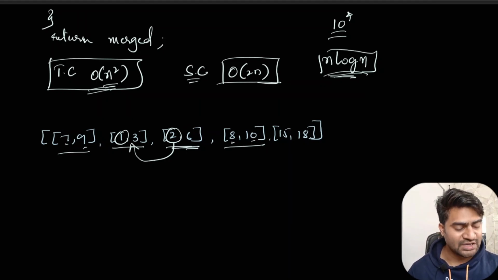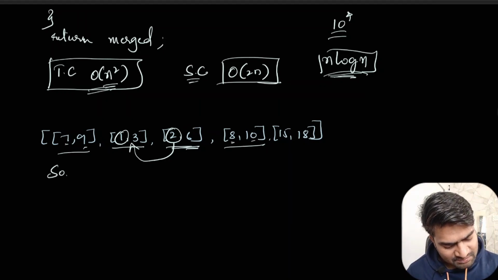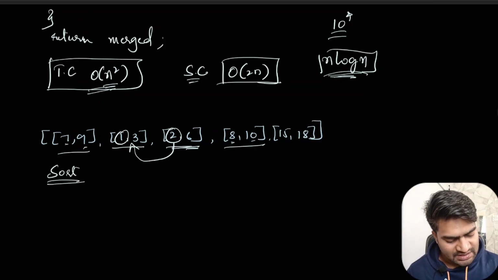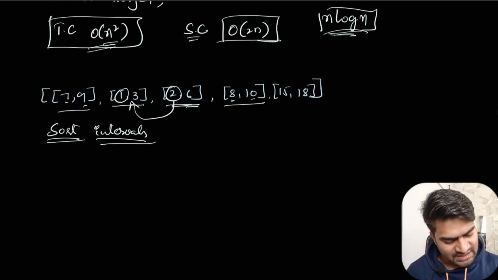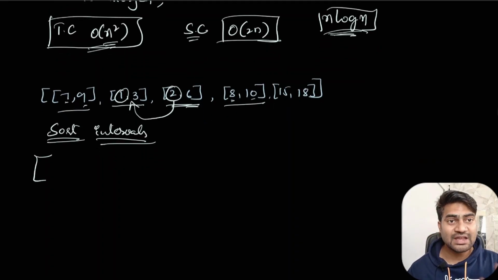So for that, what we need to do, first sort them. First sort the intervals. So now if I sort it, how to sort? By the first start value.